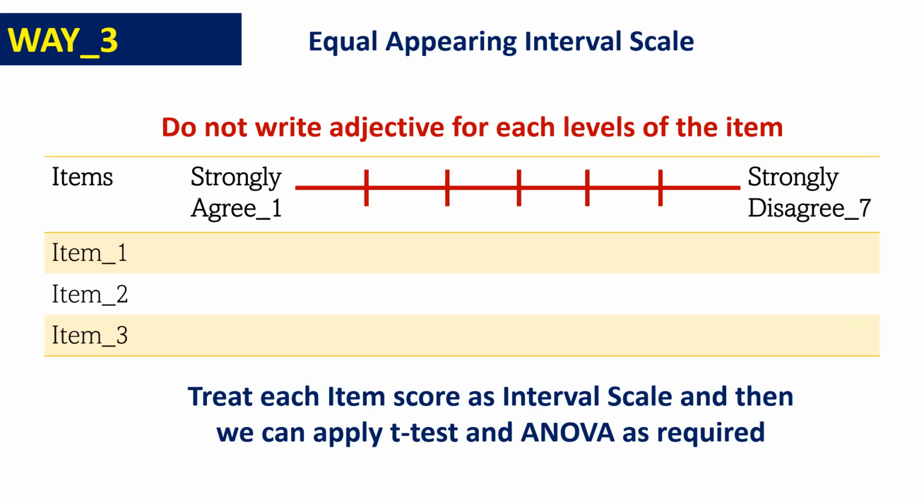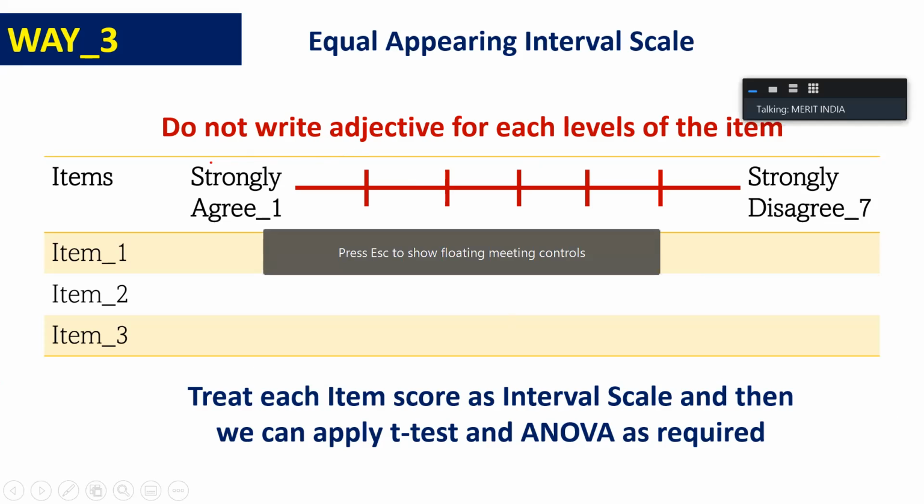If you are using something like this, where you have not written anything in between, from strongly agree at 1 to strongly disagree at 7, can you see this? This is strongly agree, and this is strongly disagree. Strongly agree is rated as 1 and strongly disagree is rated as 7. In the middle there is nothing, all these are only points. So you can treat this again as a continuous scale, and in this case you can calculate an item-wise score also.